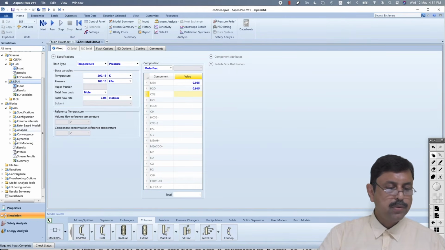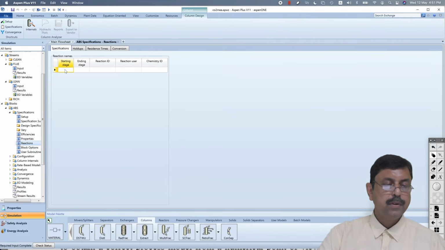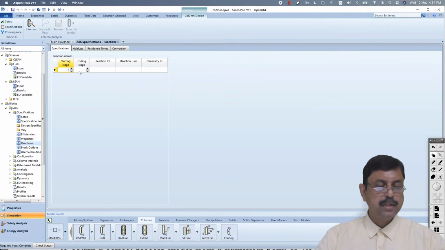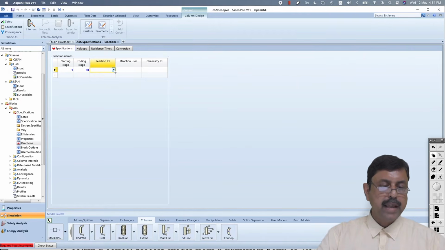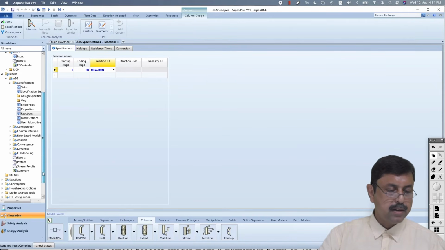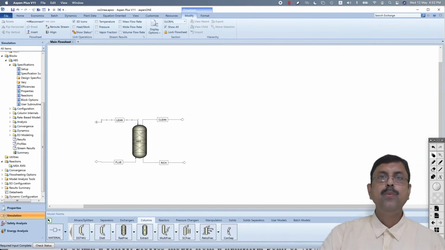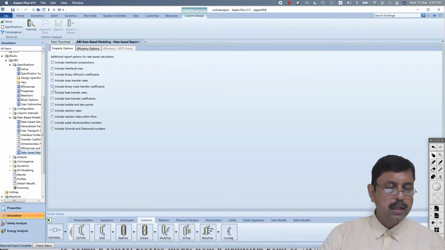We have forgotten to add the reactions. Although we have defined reactions, we forgot to add them. So we will say stage 1 to stage 30, we will have reaction ID of MEA reaction. MEA reaction has been defined over here. This is MEA reaction, a few minutes back I told you. So that MEA reaction will be active from stage 1 to stage 30. And also, in rate-based modeling, we include the mass transfer rate in the report option.